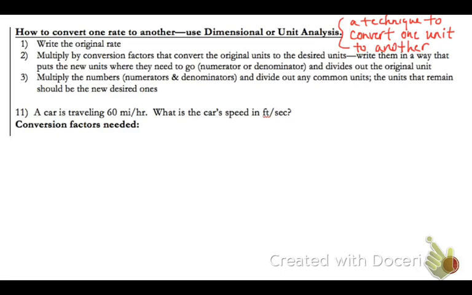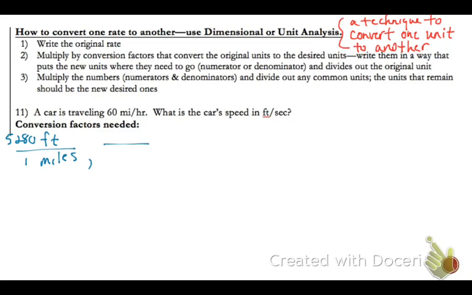So we want to have a car that's traveling 60 miles per hour and want to know what is the car's speed in feet per second. So notice that we need to do two conversions. So we need to go from miles to feet and then hours to seconds. So we need feet and miles. I'm going to give you this conversion factor. So for each 1 mile, there are 5,280 feet. Lots of people know that fact.